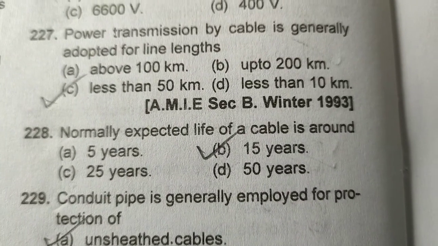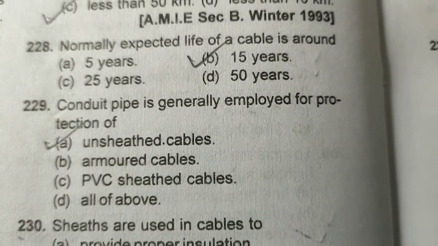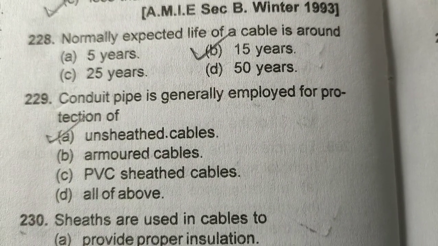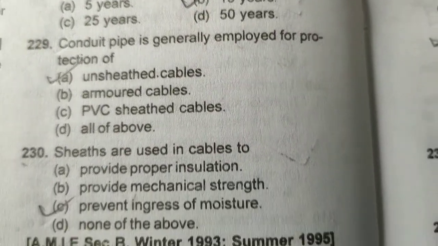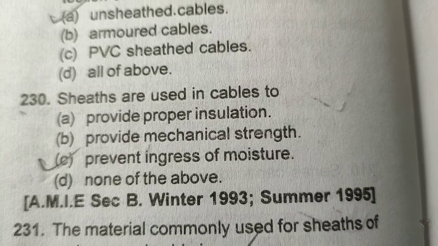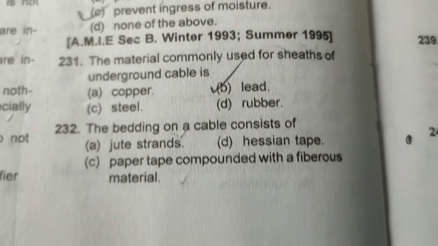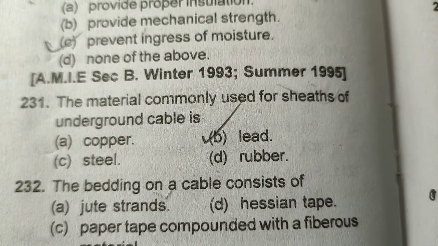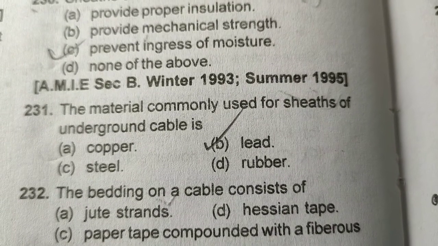Normally, expected life of cable is around 15 years. Conduit pipe is generally employed for protection of unsheathed cable. The sheaths are used in cable to prevent the ingress of moisture. The material commonly used for sheath of underground cable is lead.